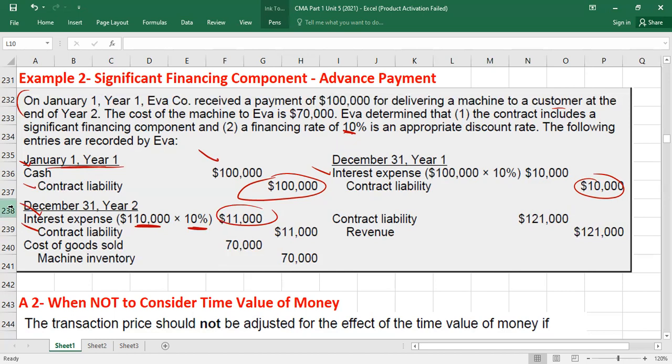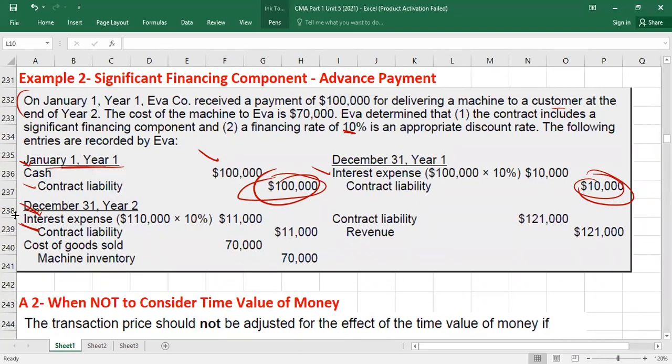Because when you calculate interest, you always take the beginning balance of the liability at the start of the year, right? If you're sitting in year 2, the ending balance of year 1 will be the beginning balance of year 2. The ending balance of year 1 was 100 plus 10. It becomes the beginning balance for year 2, and on that I have to calculate interest. Understood? So you will book 11,000 again as interest expense and credit contract liability.